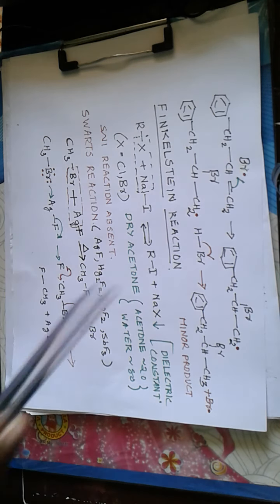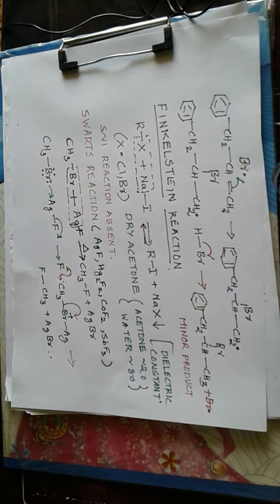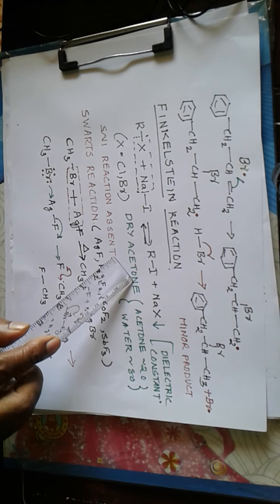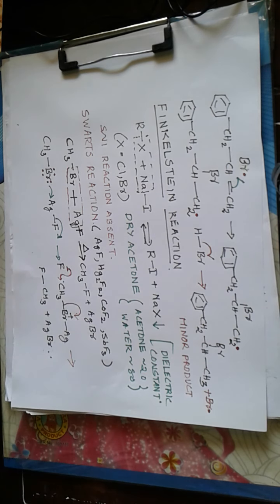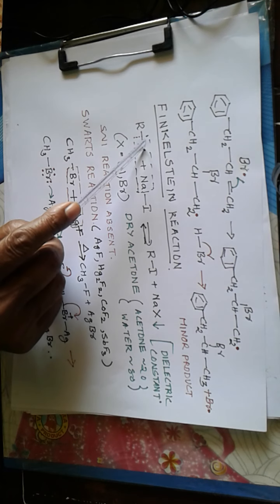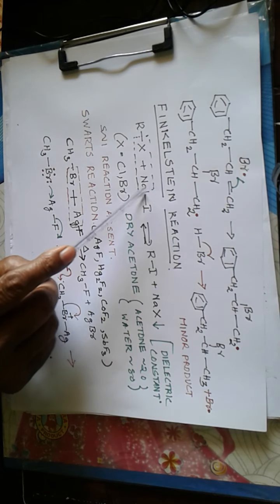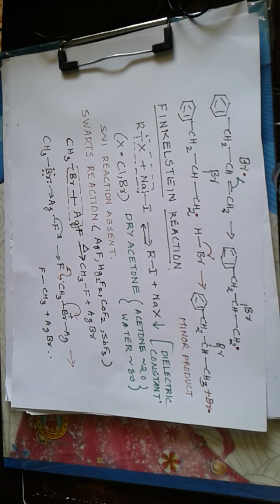Now coming to another reaction, a named reaction called the Finkelstein reaction. Now here an alkyl halide is treated with sodium iodide in a less polar medium, that is dry acetone. Now the alkyl halide can be alkyl chloride or alkyl bromide, and sodium iodide.